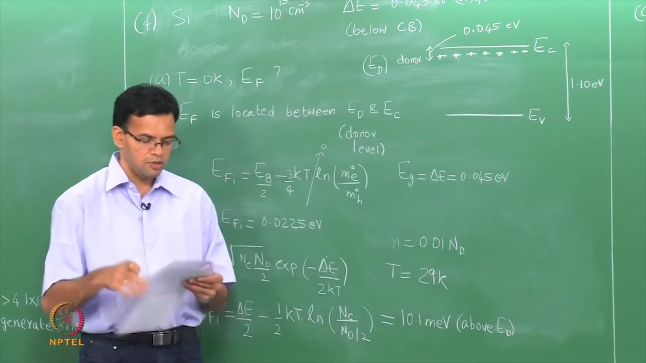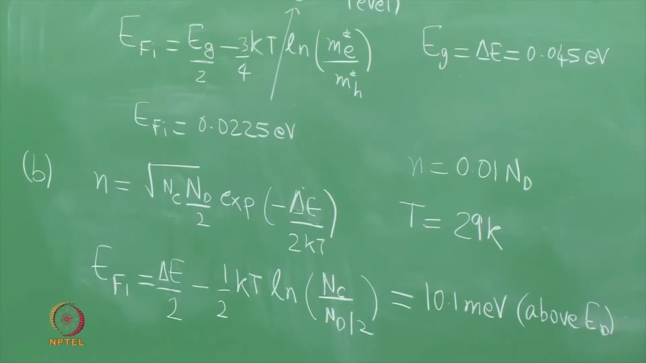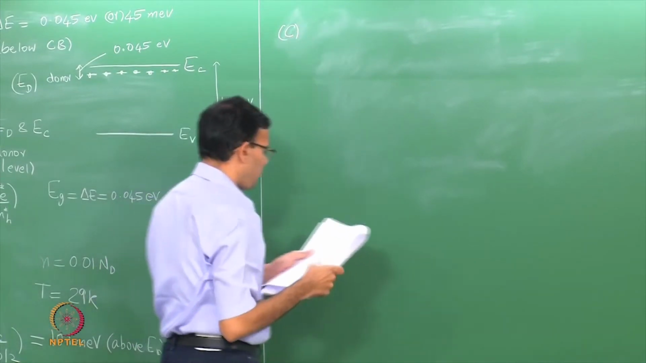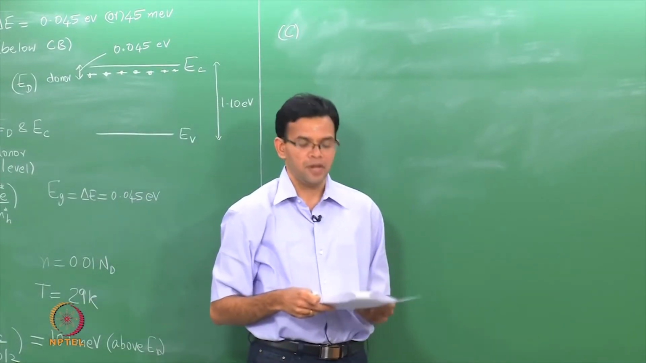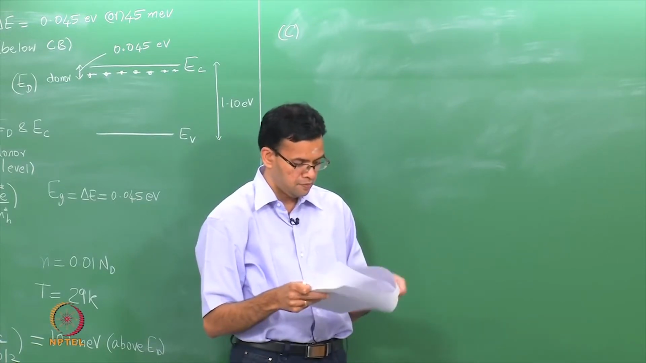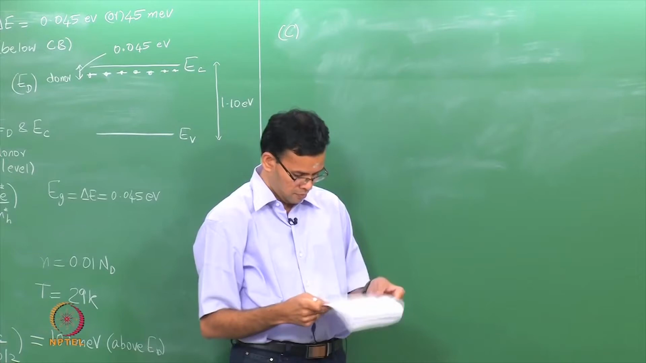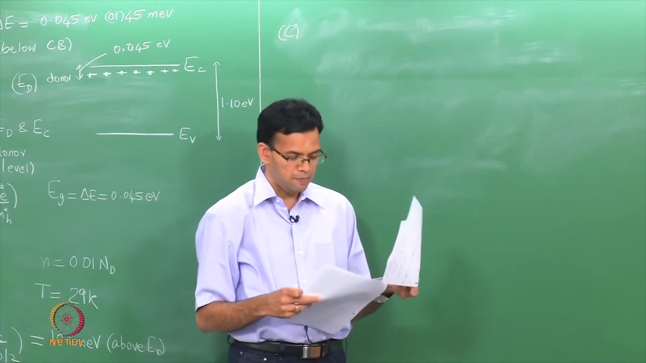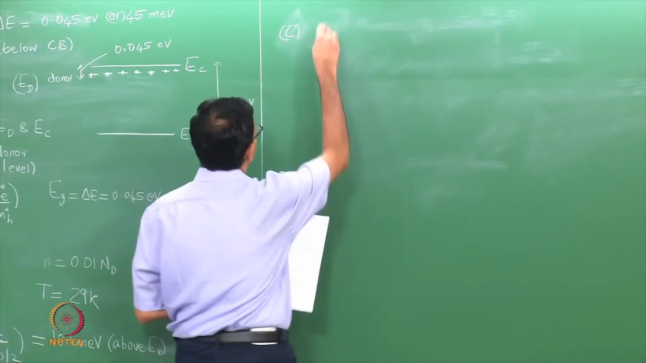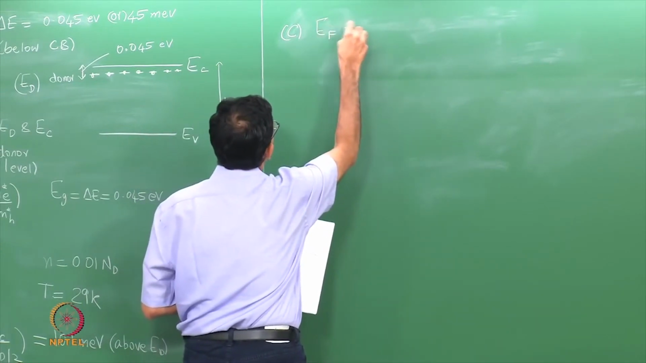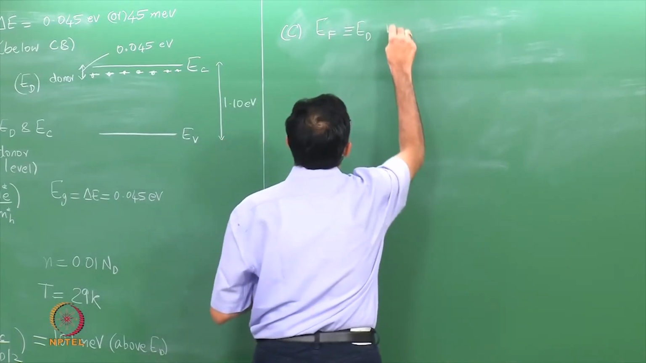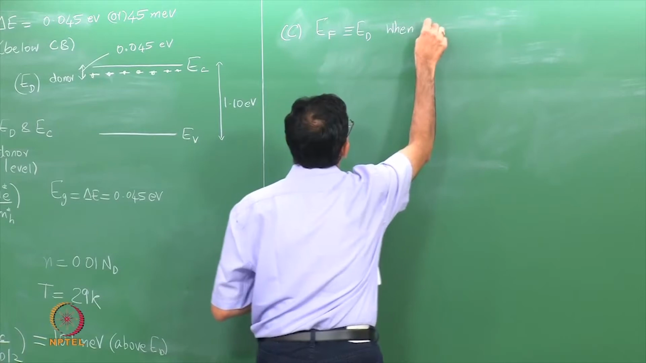So, let us look at part C. Part C asks, at what temperature does the Fermi level lie in the donor energy level? So, when the donor is completely ionized, EF will be at Ed. So, EF will be equal to Ed when the donors are completely ionized.